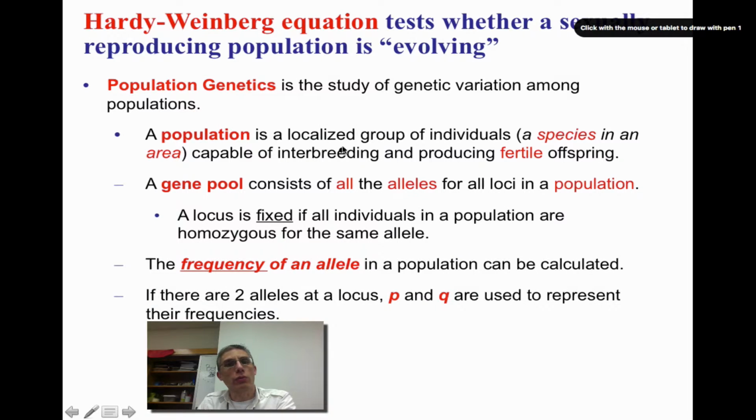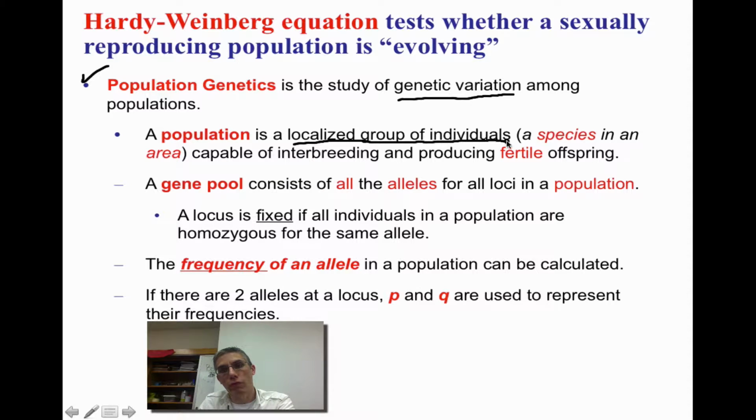Now, sometimes what we can do with populations is we can actually apply a little bit of math to it to sort of determine how fast or even if evolution is actually occurring within that population. Now, for a person that actually studies this type of information, they're going to enter an area of biology called population genetics. So population genetics is going to be the study of genetic variation among populations. Now, we need to have a good idea as to what a population is. A population is going to be a localized group of individuals, and again, it's going to be a species in a particular area that is going to be capable of interbreeding and producing fertile offspring.